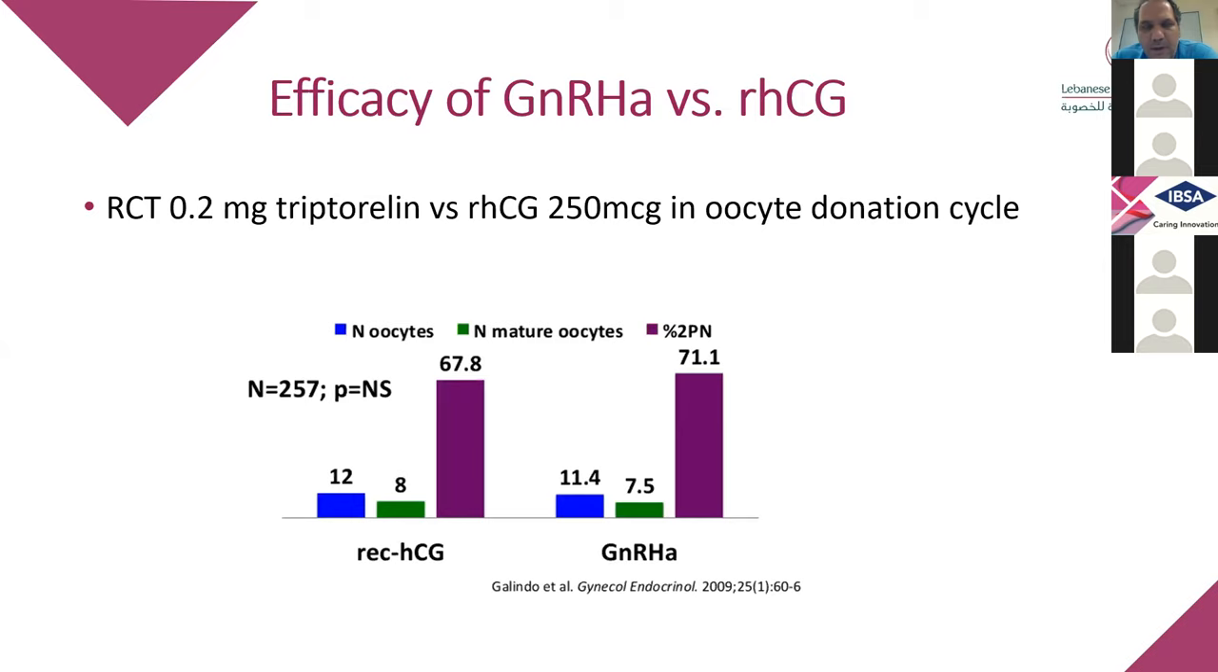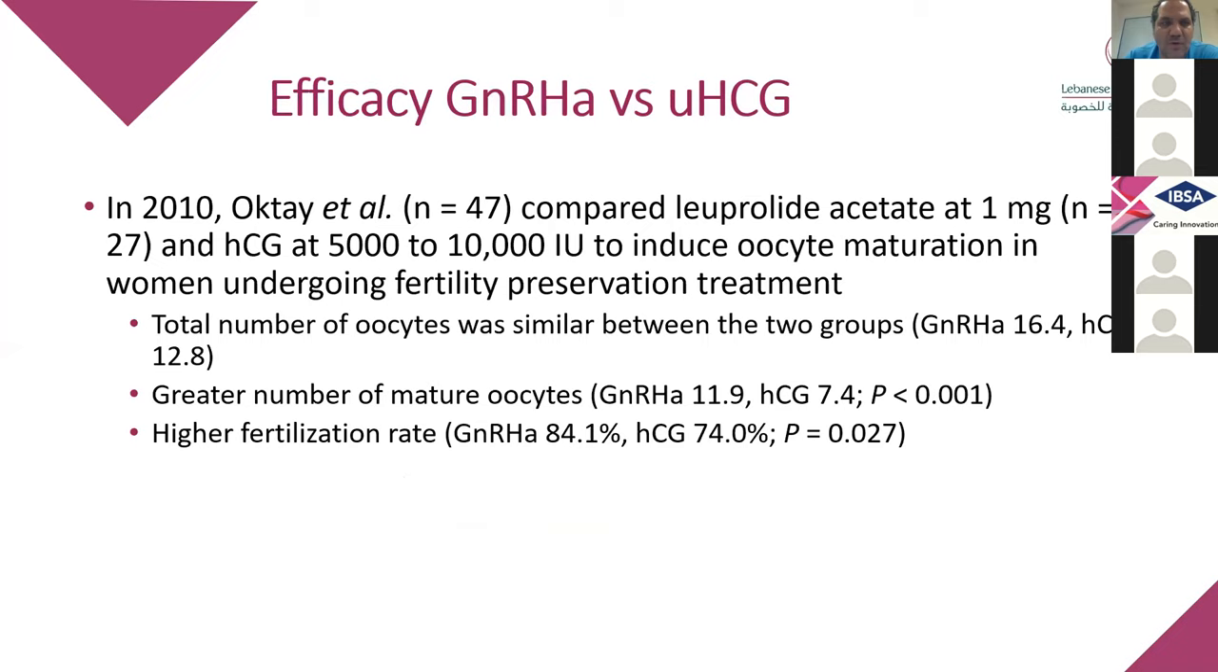In the study of Galindo, it showed that if you use GnRH agonist versus recombinant HCG in an oocyte donation cycle, there was no difference between the number of oocytes, the number of metaphase II oocytes, and the number of fertilized oocytes. So this is excellent when we talk about the oocyte outcome.